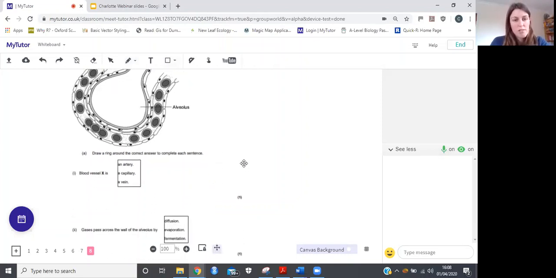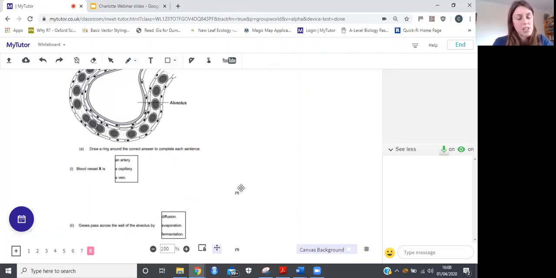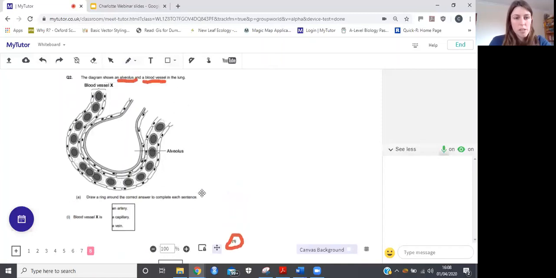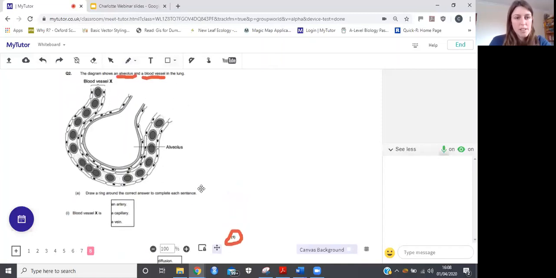Draw a ring around the correct answer to complete each sentence. So these are nice questions, 1 markers. Blood vessel X is an artery, a capillary, or a vein. Let's scroll up a little bit so that we can get an idea of blood vessel X.